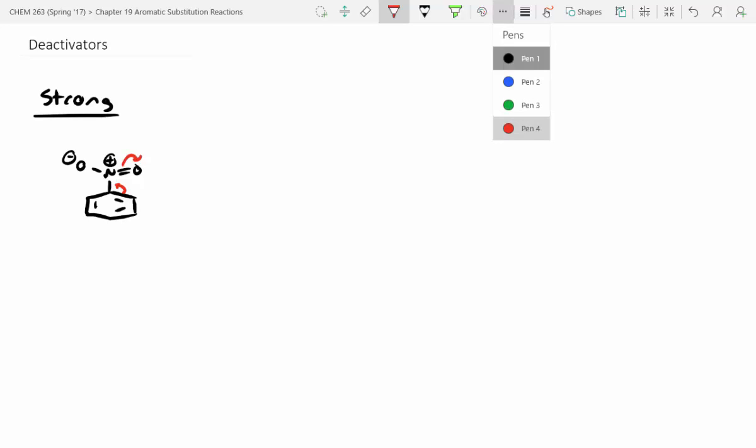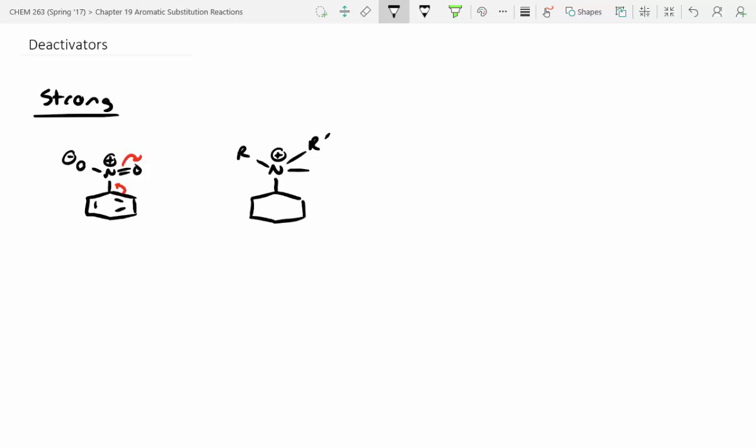All right. The next one is pretty similar, where the nitrogen attached to the ring also has a positive charge. And I'm just going to label these R groups as R, R prime, and R double prime. So in this case, it's an alkylated ammonium salt. This is strongly electron withdrawing, not due to resonance, simply due to induction, right? That nitrogen's not very happy with that positive charge, so it's going to pull electron density out of the ring.